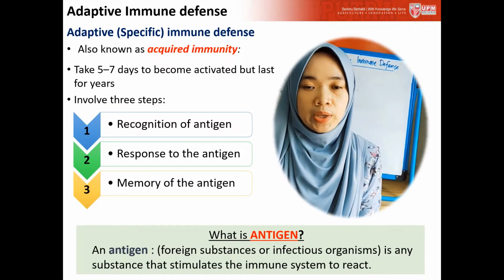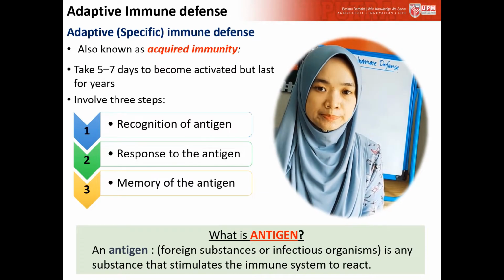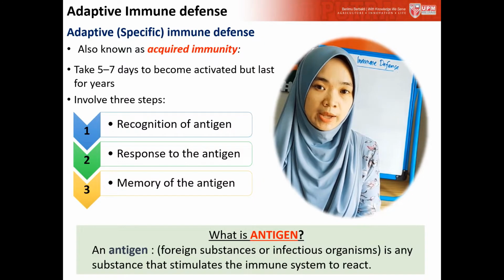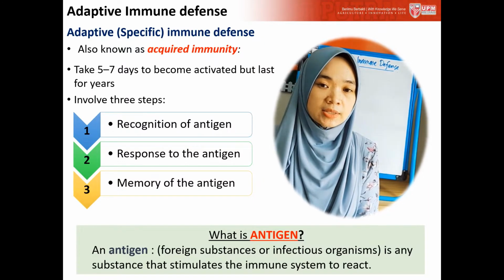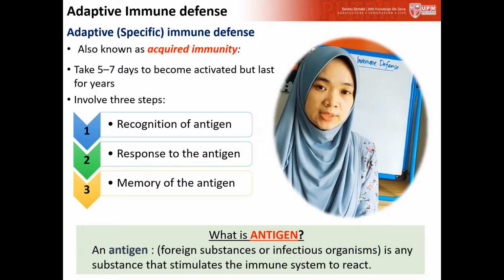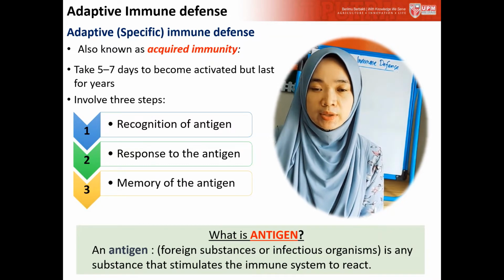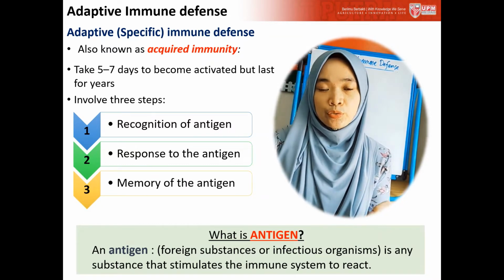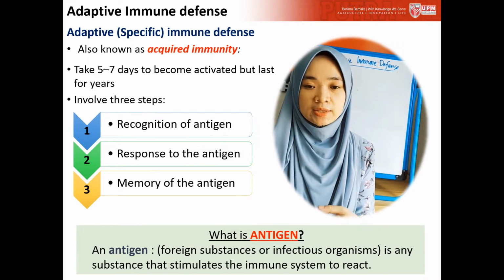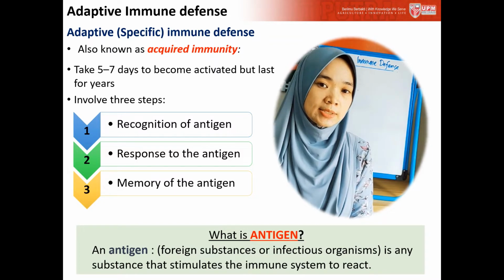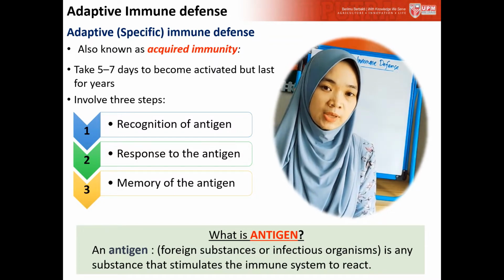Okay, we have discussed the three-line defense mechanism in the immune system. We have discussed innate immunity, which includes two lines of defense, the first line and the second line. Now we move to the third line of defense, which is under adaptive immunity.